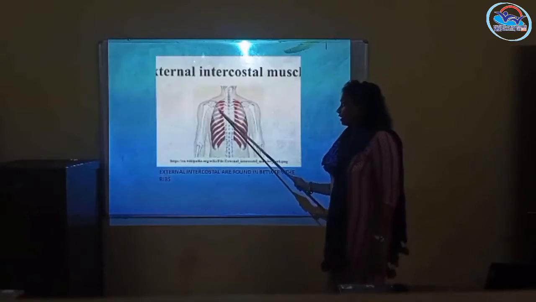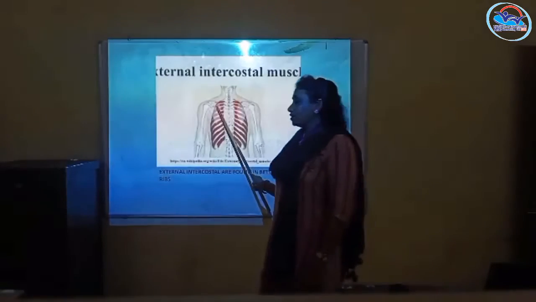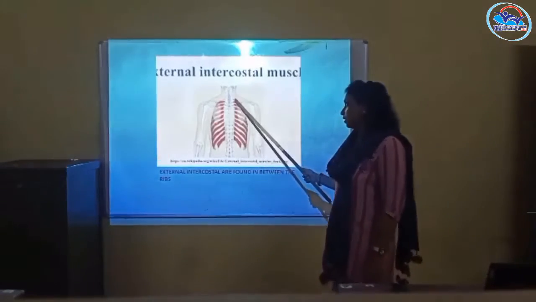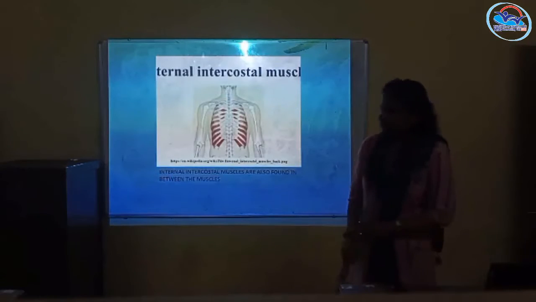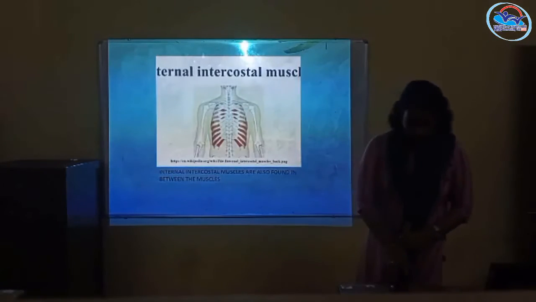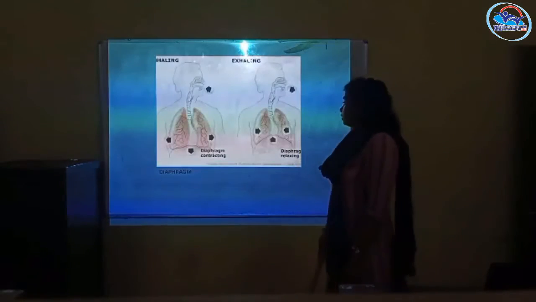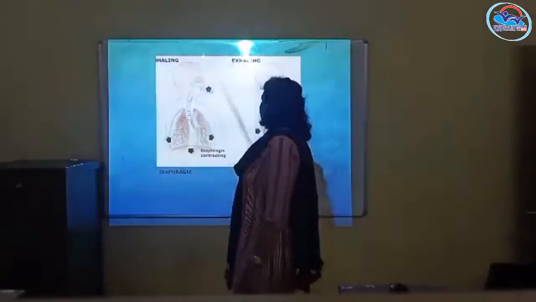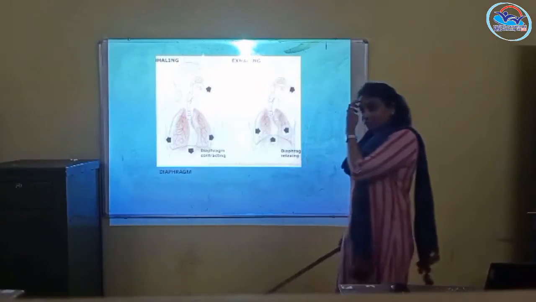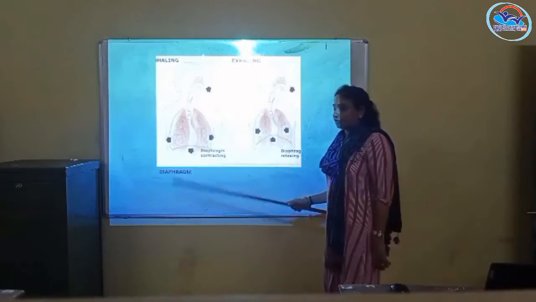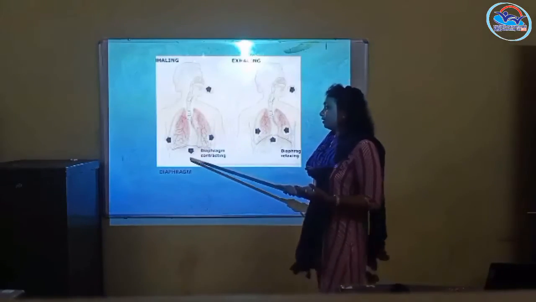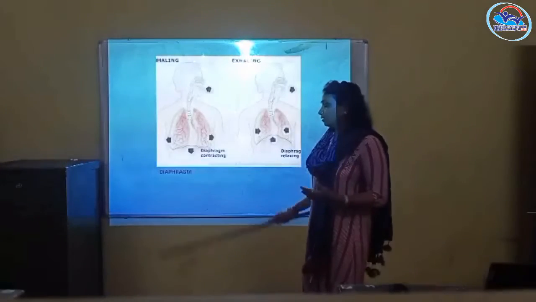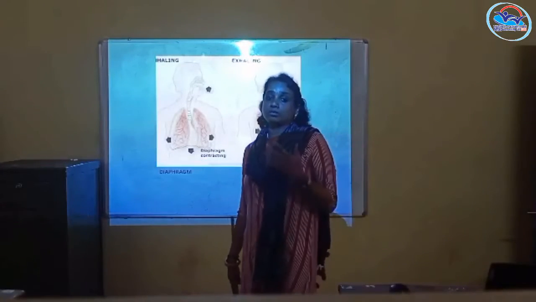In the white color you can see the ribs and the red color is the intercostal muscles. Internal intercostal and external intercostal muscles. This is the picture of inhalation and exhalation. We will discuss the functions of the diaphragm. The diaphragm is the separation between the abdominal area and the thoracic area, and the main function of the diaphragm is breathing.